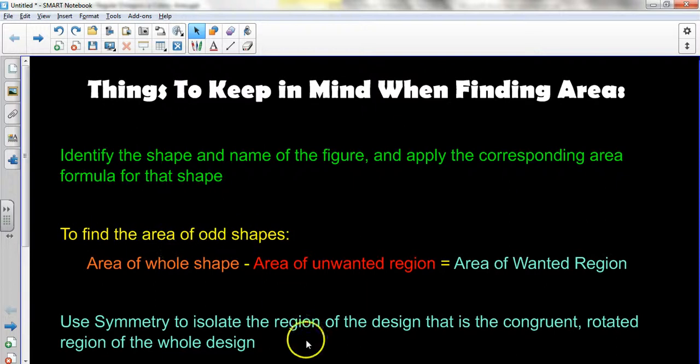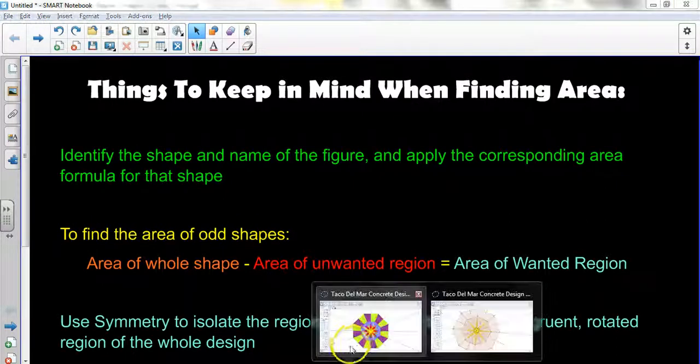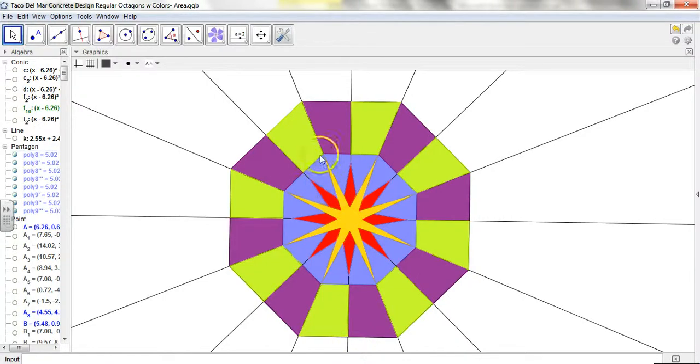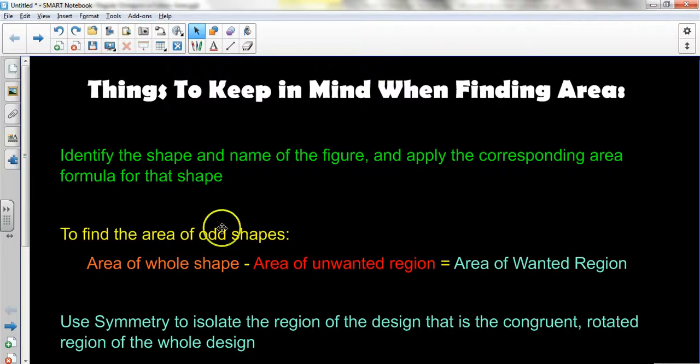Okay, find the area of odd shapes. So for example, in our design here, if you try to identify one of these blue regions, it's kind of a weird shape. It has some nice qualities and symmetry to it, but it's not really easy to identify what the shape is. So to help you, remember, area of a whole shape minus the area of the unwanted region equals the area of the wanted region. So take a total, subtract out what we don't want, that leaves us with what we want.